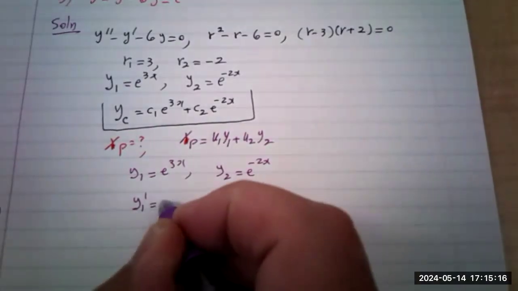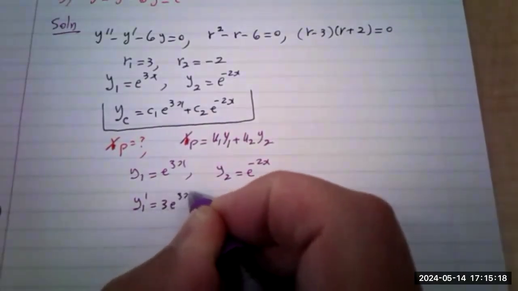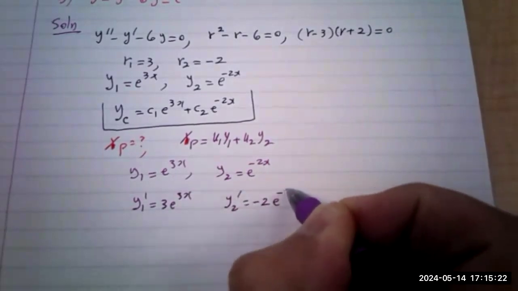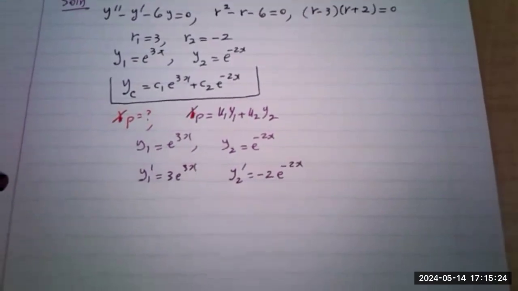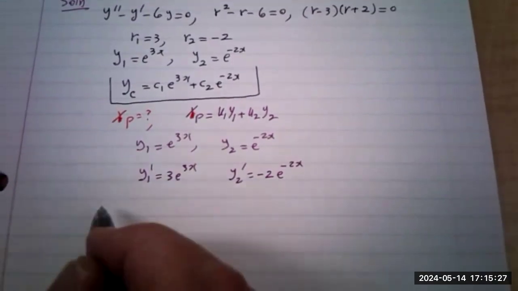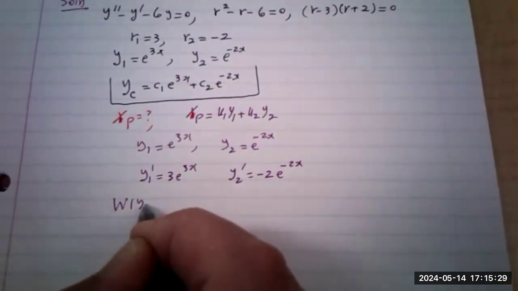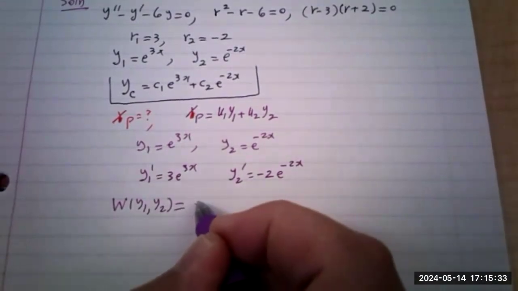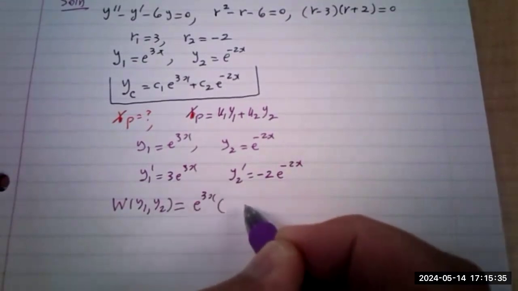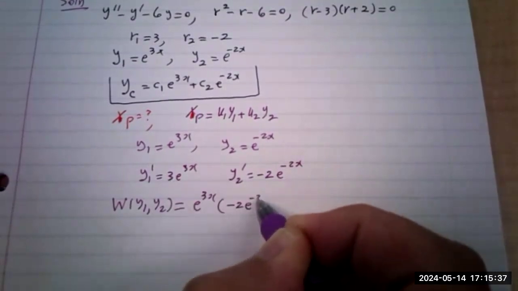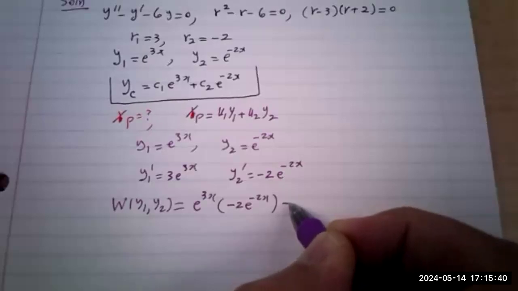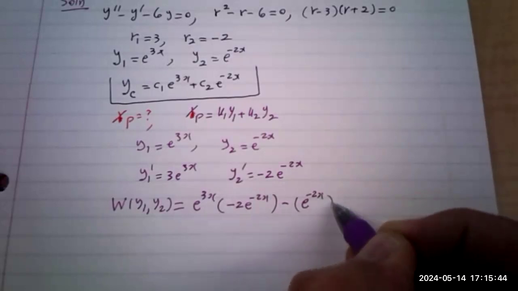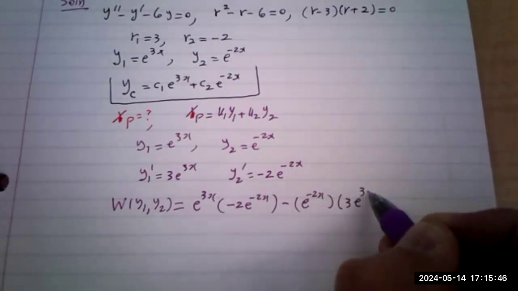So differentiating that gives you 3e to the 3x, okay? And y2 prime would be negative 2e to the negative 2x. Cross multiply to get the Wronskian. The Wronskian of y1 and y2 is going to be e to the 3x times negative 2e to the negative 2x, minus the other one, e to the negative 2x times 3e to the 3x.